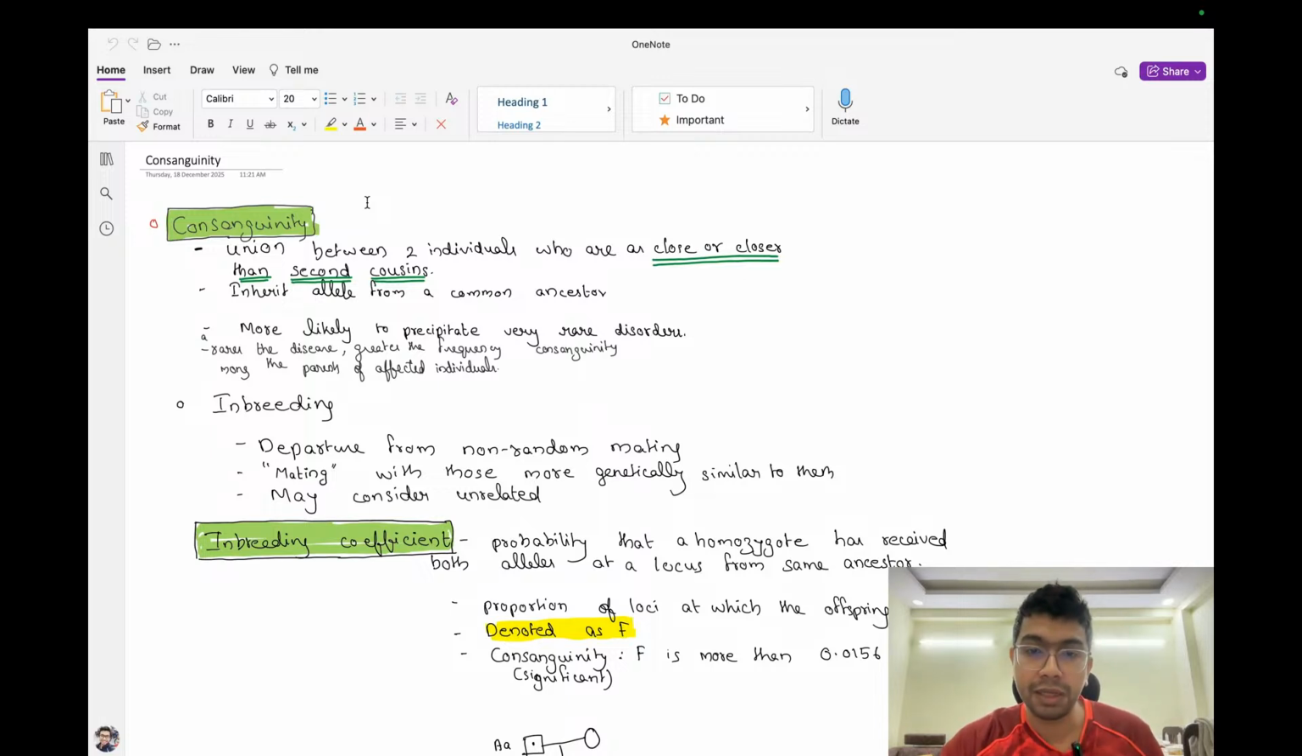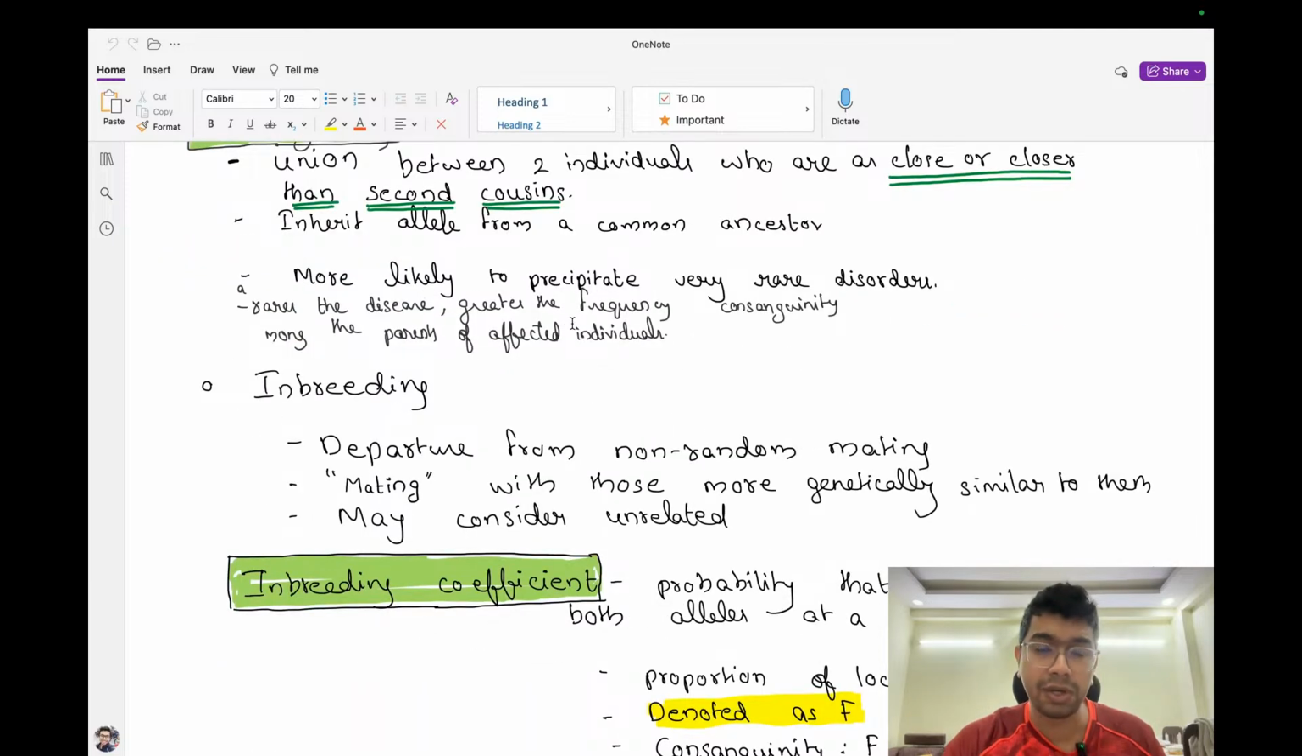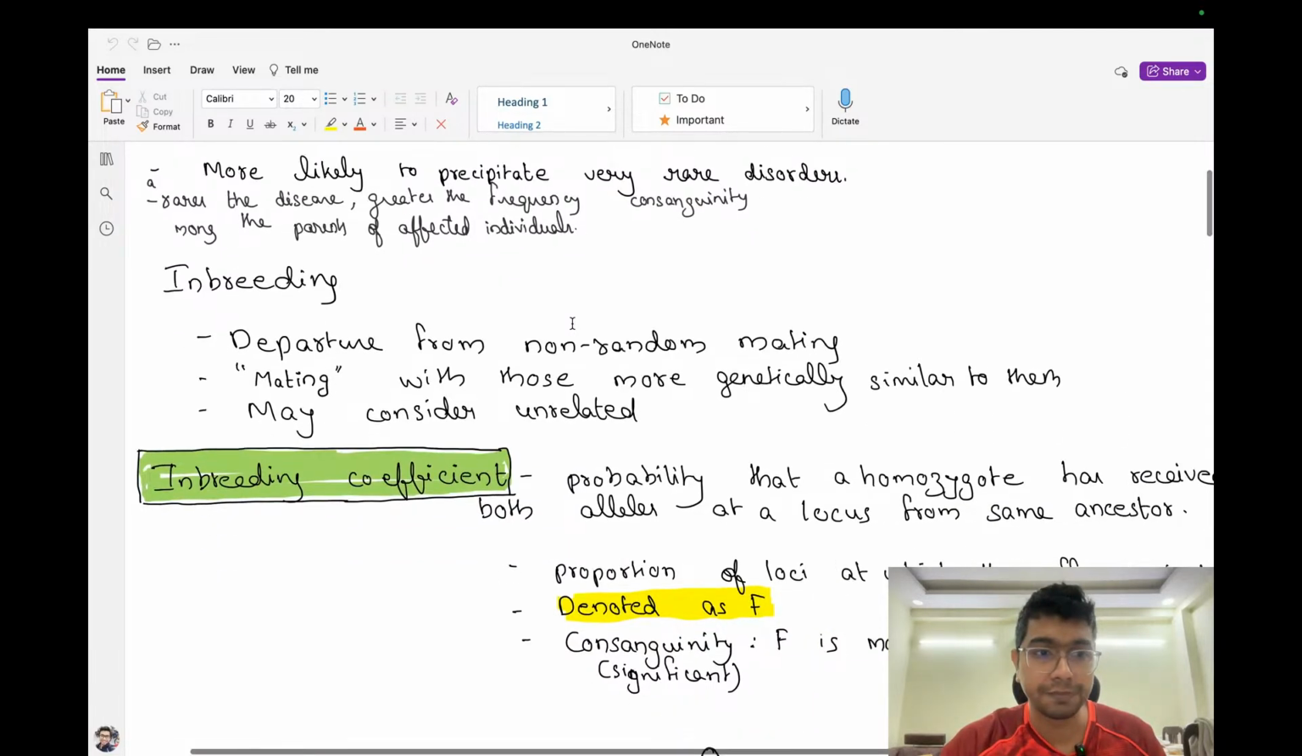So consanguinity means higher risk of autosomal recessive disorder, not autosomal dominant, not X-linked dominant, not X-linked recessive, only autosomal recessive. It increases the chance of autosomal recessive disorders, which are extremely rare otherwise. Before going into types of consanguinity, I will introduce another term that is called inbreeding.